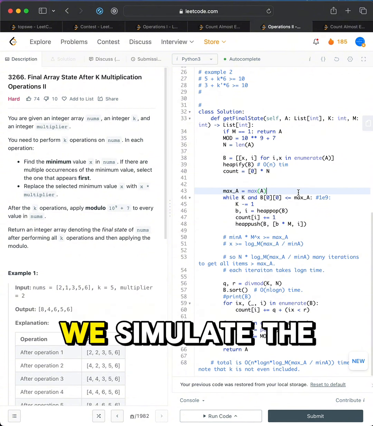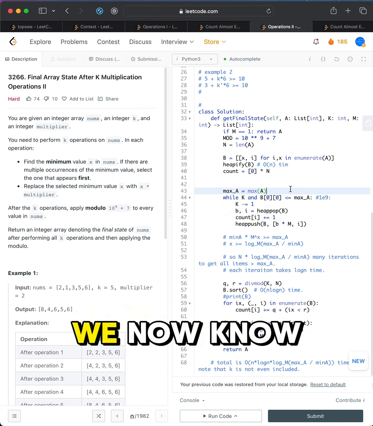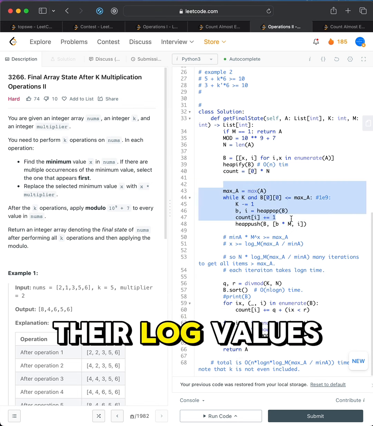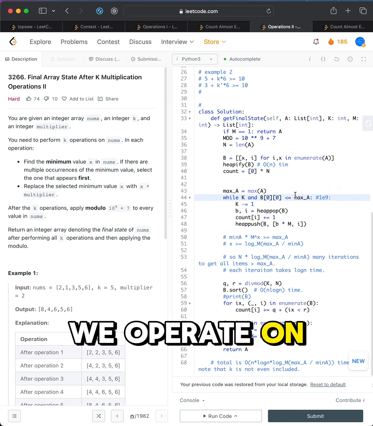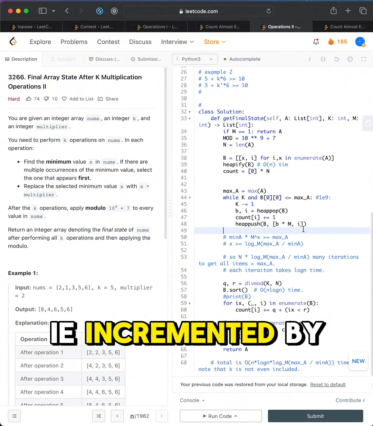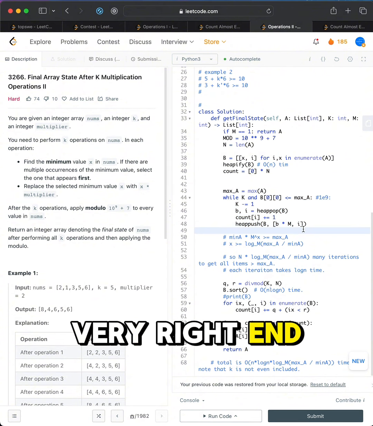So basically, after we simulate the operations until every element is at least the threshold, we now know that all elements in terms of their log values are within log m of each other. This means when we operate on the minimum element, i.e. incremented by log m, it now gets pushed back to the very right end.